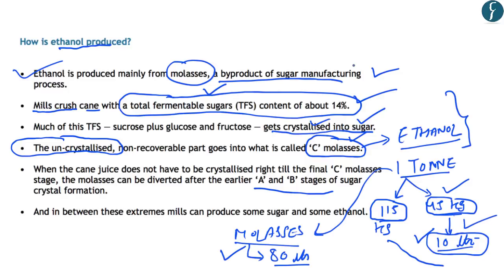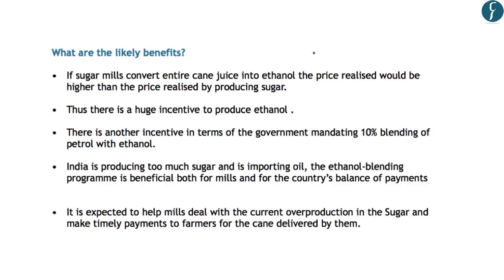So after this, let us try and understand what is the likely impact of this decision of the government of India. Now, since the government of India has increased the price for different types of ethanols, if the sugar mill owners try and convert the entire sugarcane juice into ethanol, the price realized for them will be higher than the price which is realized by producing sugar. So there is an incentive that the sugar mill owners now produce more ethanol.